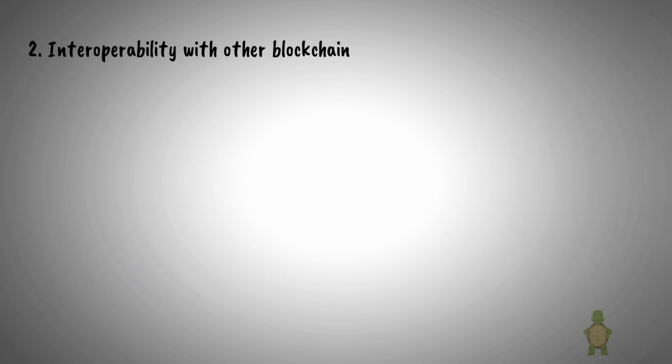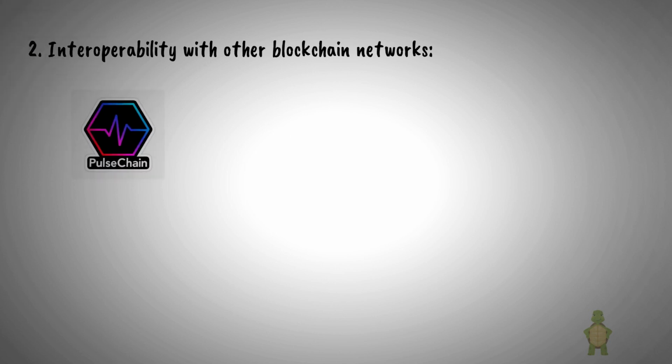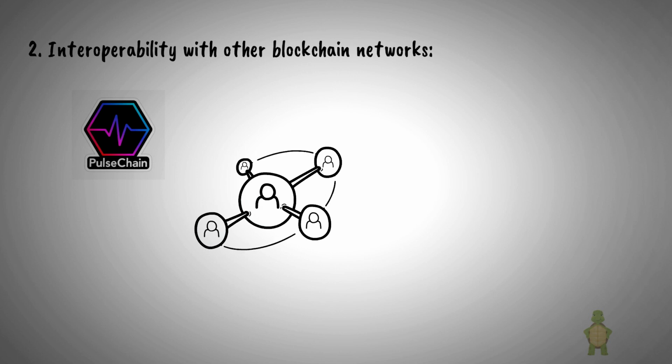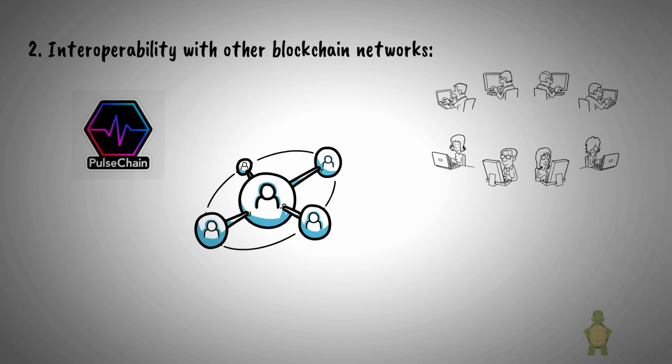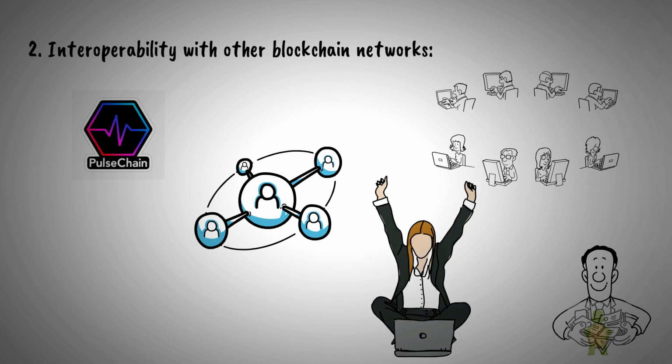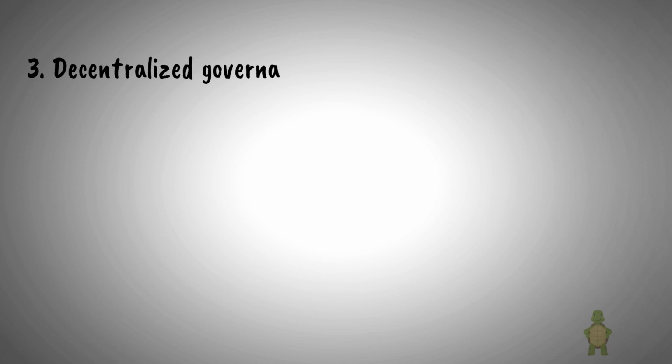Interoperability with other blockchain networks. Another key benefit of PulseChain is its ability to interoperate with other blockchain networks. This means that users can easily transfer assets and tokens between different blockchain networks without having to go through multiple exchanges or pay high fees. This makes it easier and more convenient for users to access different blockchain networks and take advantage of their unique features and capabilities.